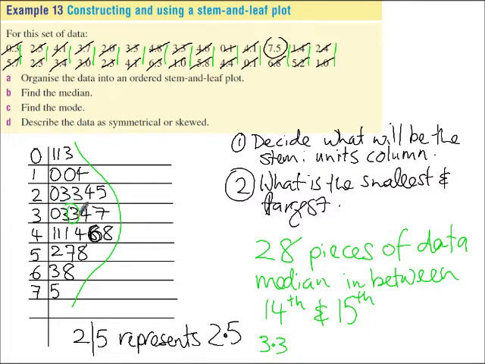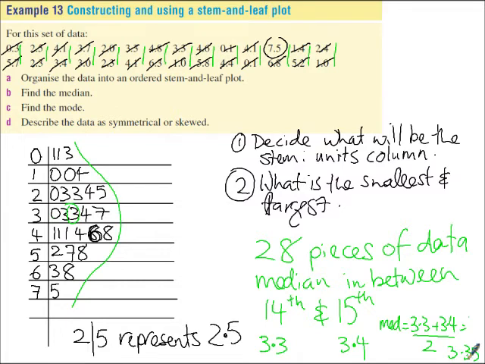And the 15th will be the one next to it, which is 3.4. So to find the median, it will be equal to the average of these two numbers, 3.3 plus 3.4 over 2, which gives us 3.35. So there's our median.